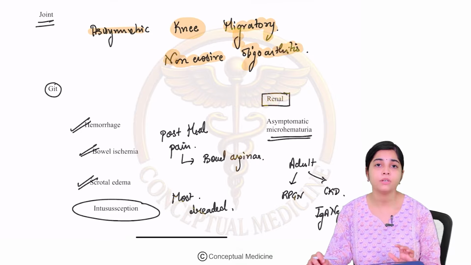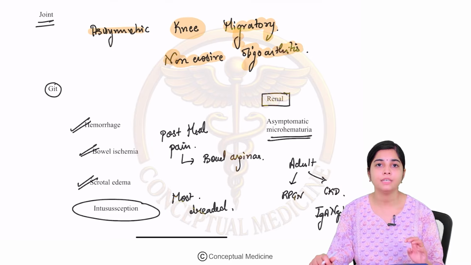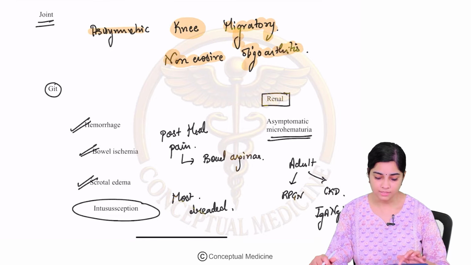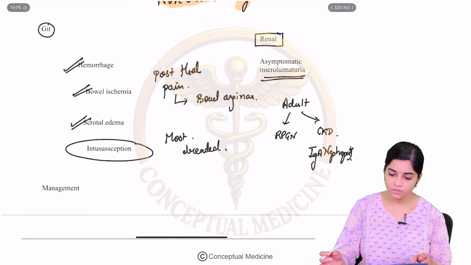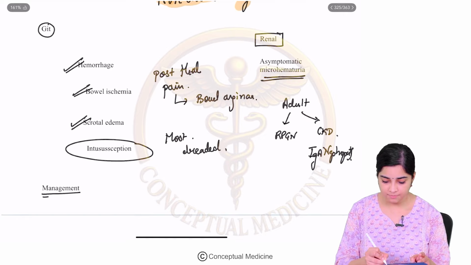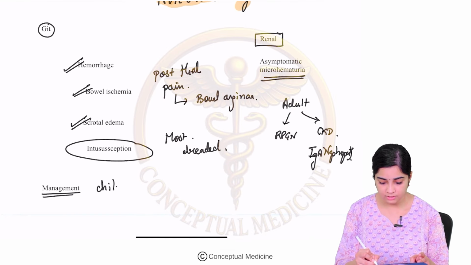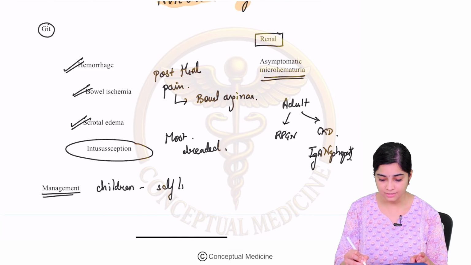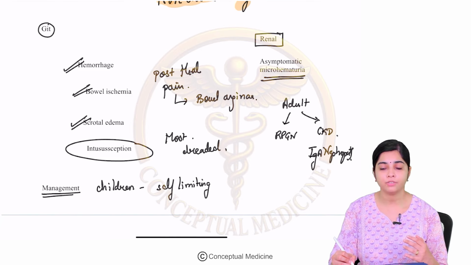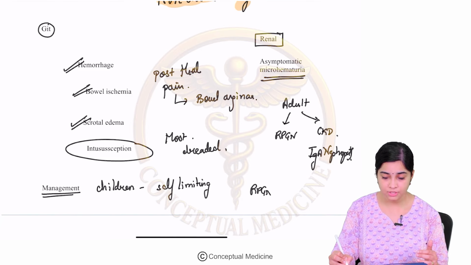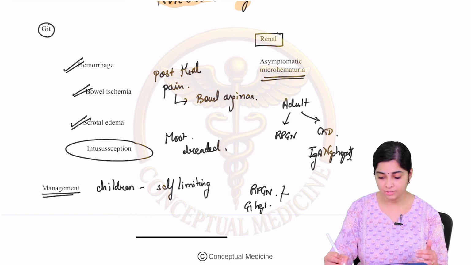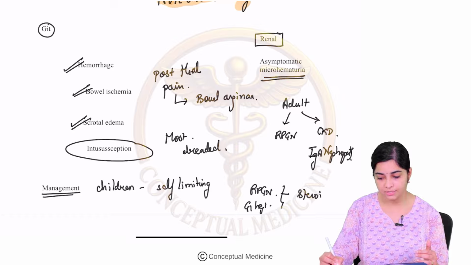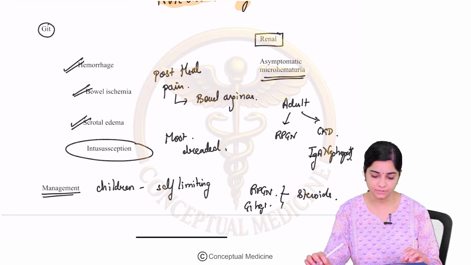So this is about Henoch-Schonlein purpura, which is an immune complex mediated small vessel vasculitis. So what is the management of HSP? In children most often it is a self-limiting disease. Only if there is an RPGN kind of picture or if there is a severe GI hemorrhage, then you have to give steroids. So steroids will be the treatment of choice in these kinds of conditions.